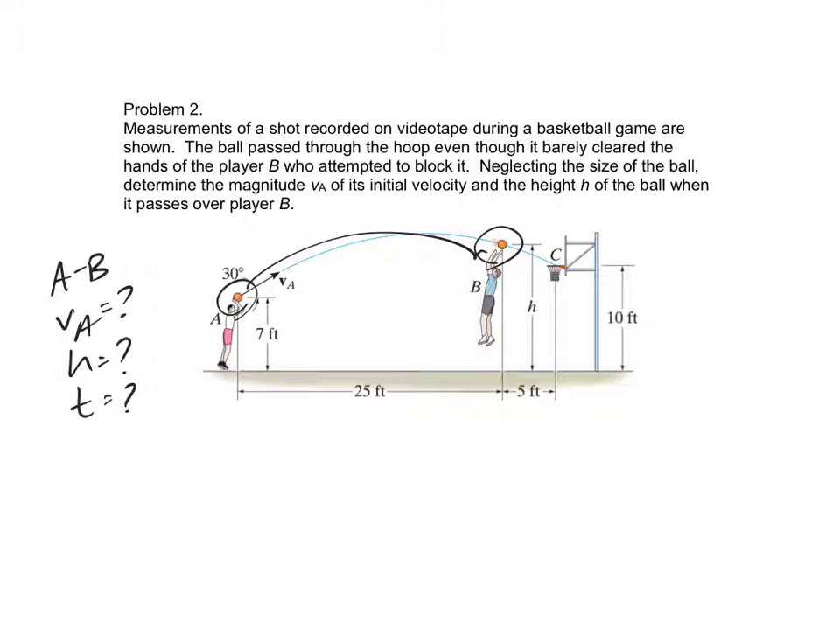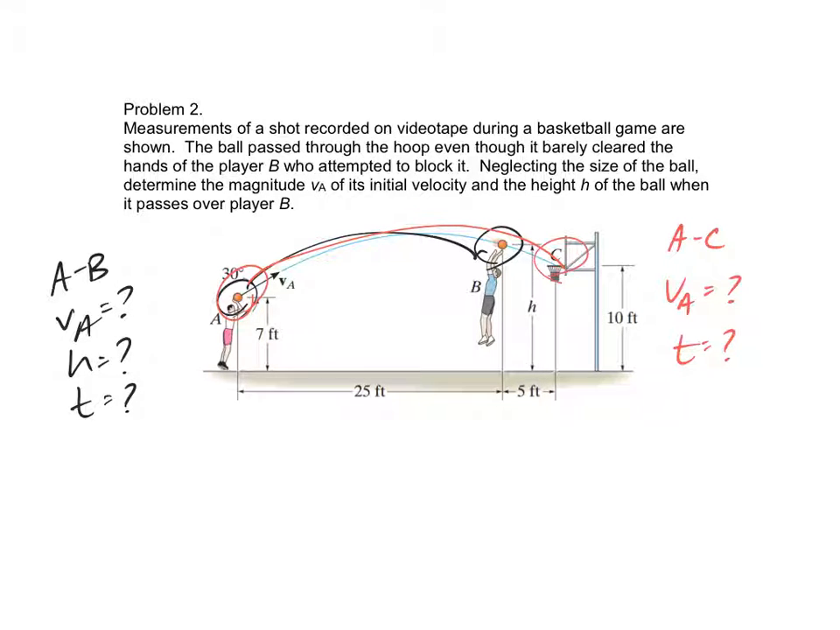If I went from A to C, I think about my unknowns going from A to C. I don't know VA, but I do know that the height is 10. I don't know T. So going from A to C, we only have 2 unknowns. Remember, for projectiles, we separate x and separate y. So we have an equation for x and an equation for y. We have 2 equations, so we can solve for those 2 unknowns.